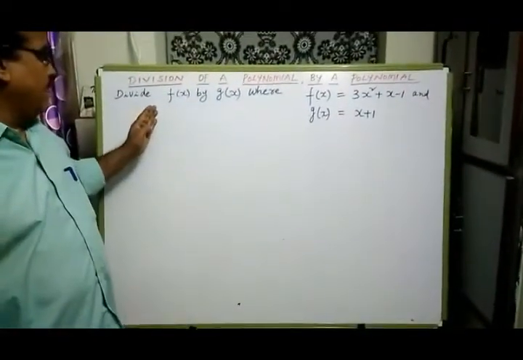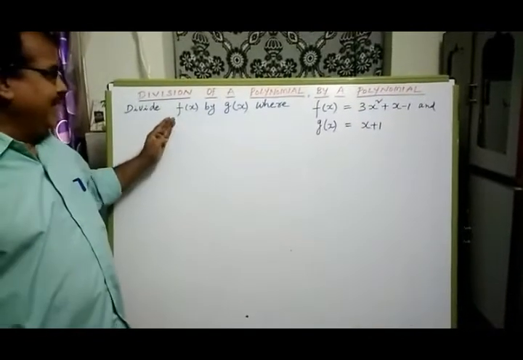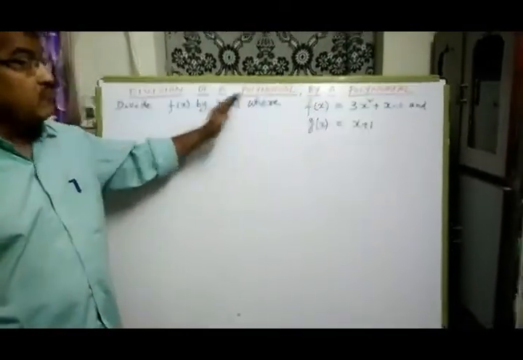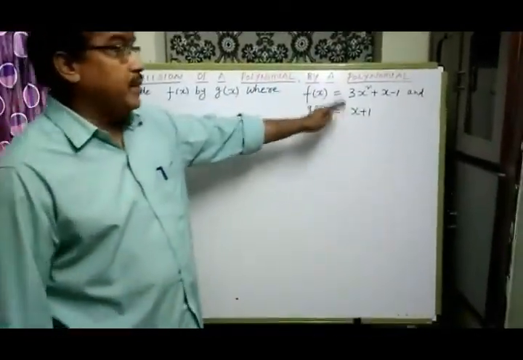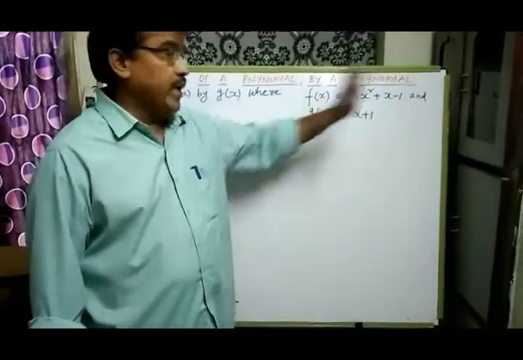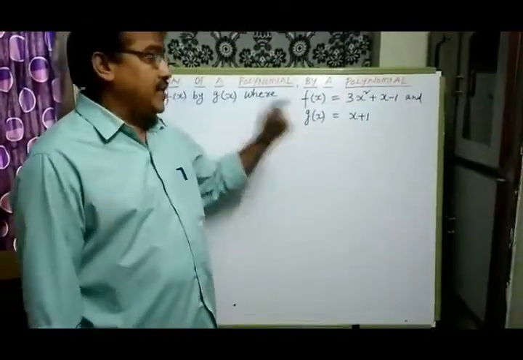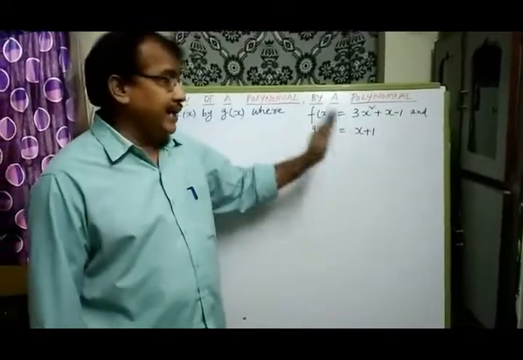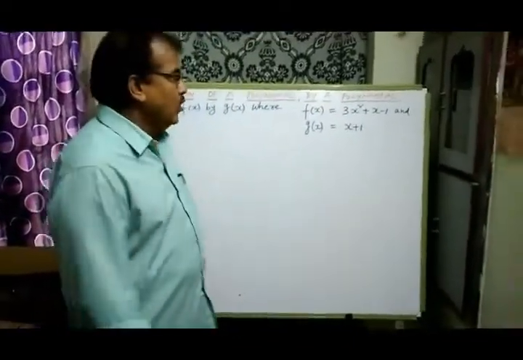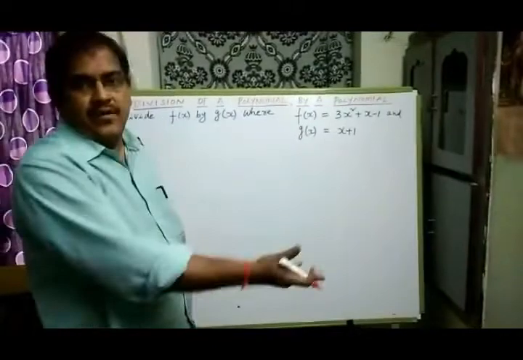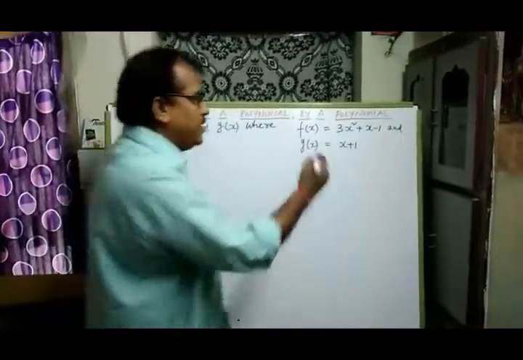This is the given example. Divide f of x by g of x where f of x is equal to 3x square plus x minus 1. It is a quadratic polynomial. And g of x is equal to x plus 1. It is a linear polynomial. Now, f of x divided by g of x.